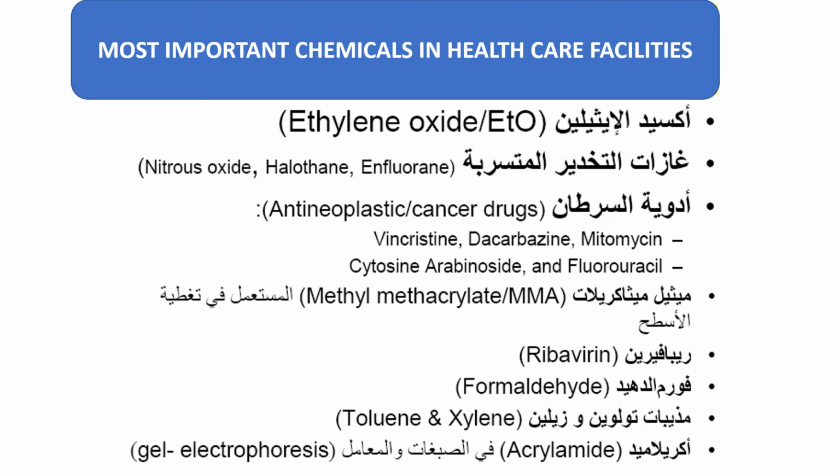Here is the list of the most important chemicals in healthcare facilities: ethylene oxide gas, nitrous oxide, halothane and enflurane, anti-neoplastic cancer drugs like vincristine, dacarbazine, mitomycin, cytosine arabinoside, and fluorouracil, methyl methacrylate (MMA), ribavirin, formaldehyde, toluene and xylene, gel electrophoresis acrylamide.